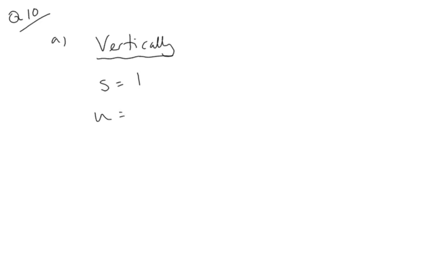Right, question 10. So, for part A, let's always resolve vertically and horizontally. So, vertically, we've got that S is equal to 1, U is U sine alpha, T is whatever we want to find, and V is 0. This is, of course, at the maximum height.